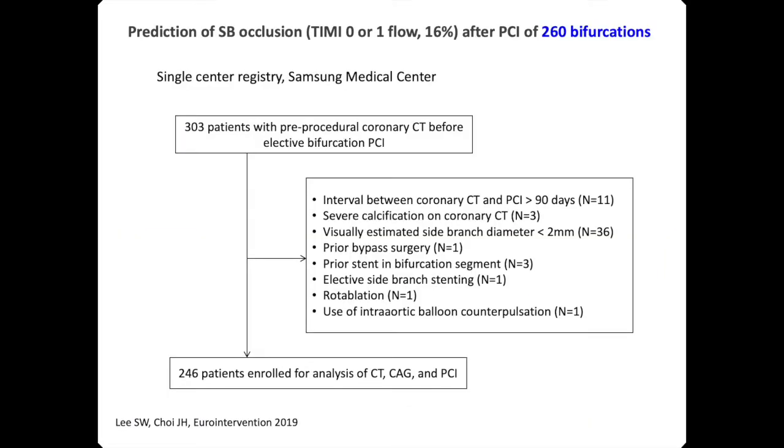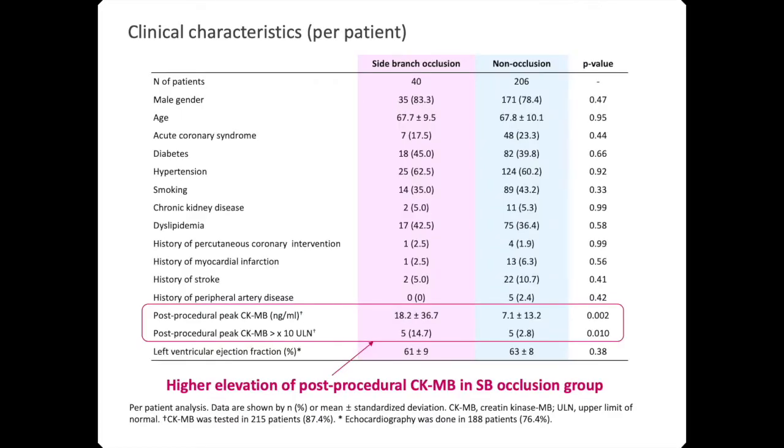The CT bifurcation score was derived from a small single-center registry using 260 bifurcations. There were no significant differences in clinical characteristics between 40 patients with side branch occlusion and 206 patients without occlusion, except higher elevation of post-procedural CK-MB in the side branch occlusion group.